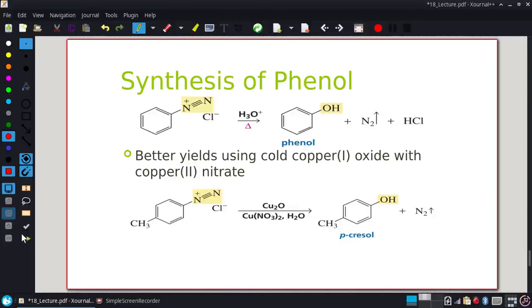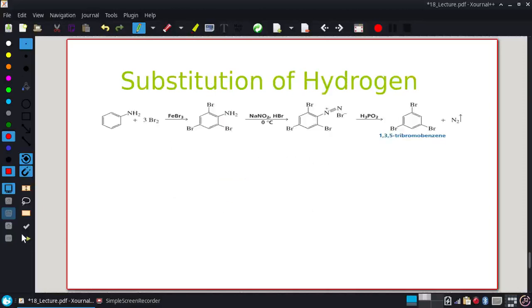We can do the same thing with copper 1 oxide and actually get slightly better yields. So copper 1 oxide with copper nitrate and water does the same type of thing. And we can put hydrogen on there. This is a pretty neat reaction.